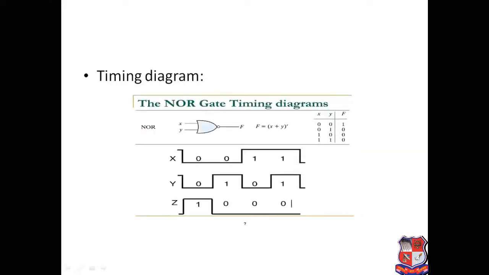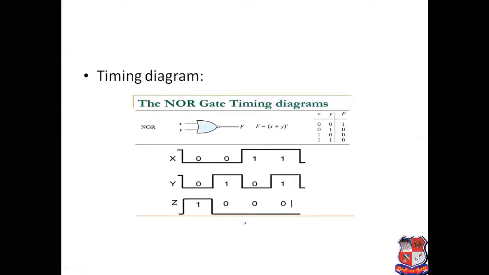Here we will see the timing diagram of the NOR gate. So it is the truth table of the NOR gate, and using that, we will see the timing diagram. If X and Y are my inputs and Z is my output, then if both the inputs are low, so 0, 0, my output should be high. If 0, 1, then it should be low. If 1, 0, then it should be 0. If both the values are 1, then it should be 0.